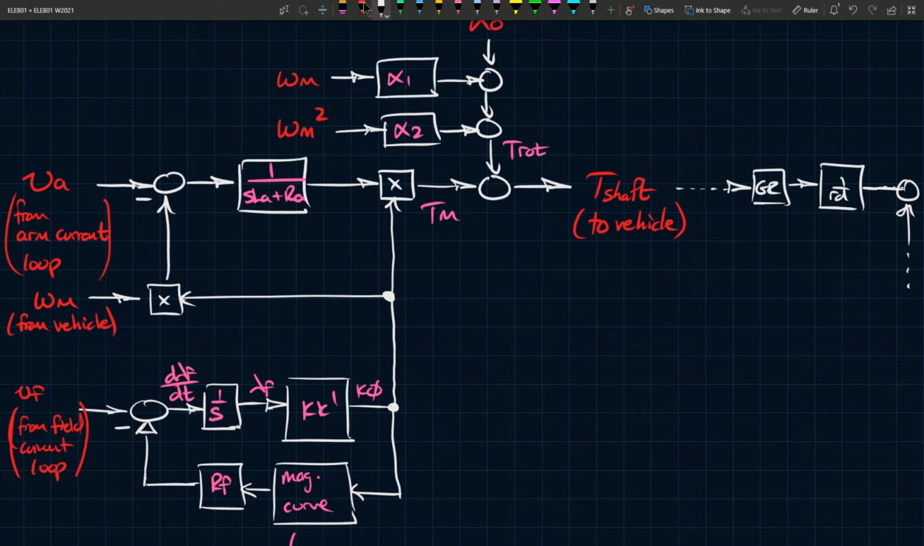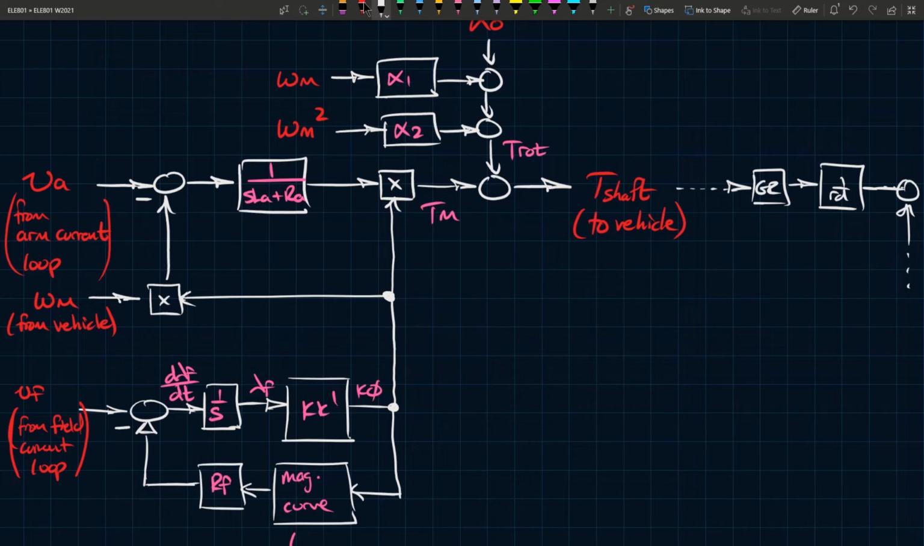So this is now generating the torque that is going to your vehicle, whereas before we had a variable, we called it TM, I believe, and we said it was coming from the machine, and then we had omega M, which was going to the machine. So now we know the origin of those two variables.